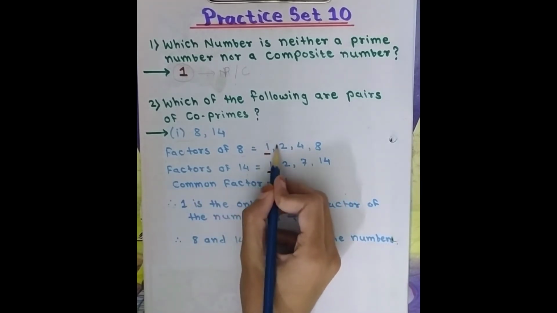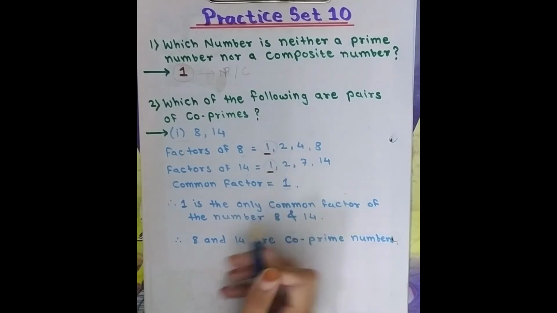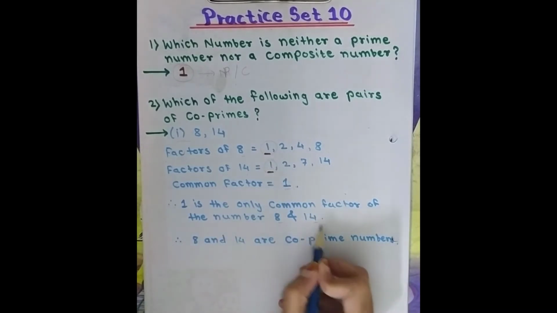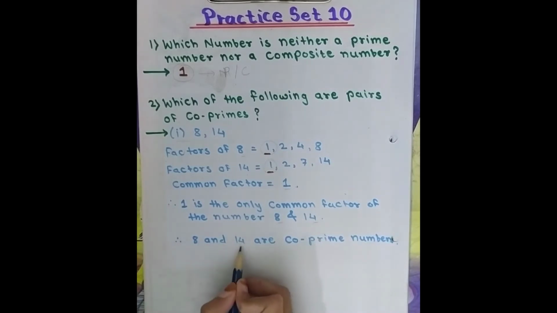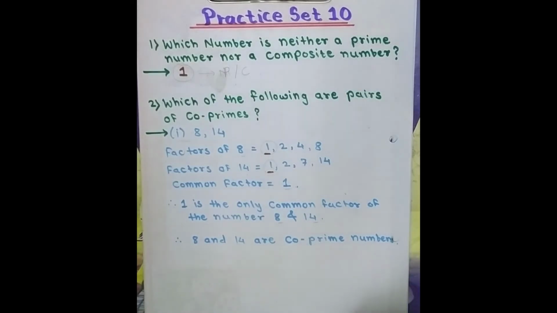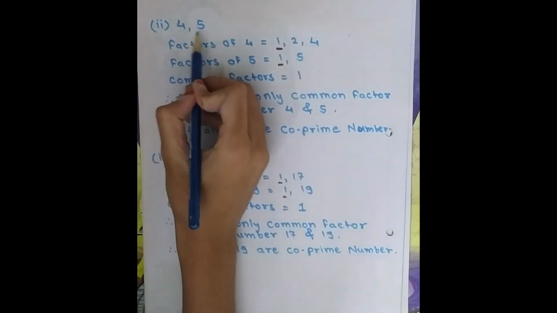So its common factor is 1. Therefore 1 is the only common factor of the numbers 8 and 14. Therefore we write that 8 and 14 are co-prime numbers. Now the second question is 4 and 5.